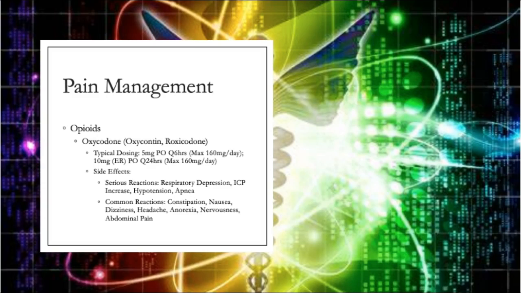So respiratory depression, oxycodone is more likely to cause an increase in ICP. So you have to be really careful for people that have brain tumors or a history of stroke, especially brainstem strokes. It can also cause hypotension or apnea. And then some common reaction is, again, that constipation. So again, we prescribe something for that with the opioid. They can also cause some GI symptoms as well.